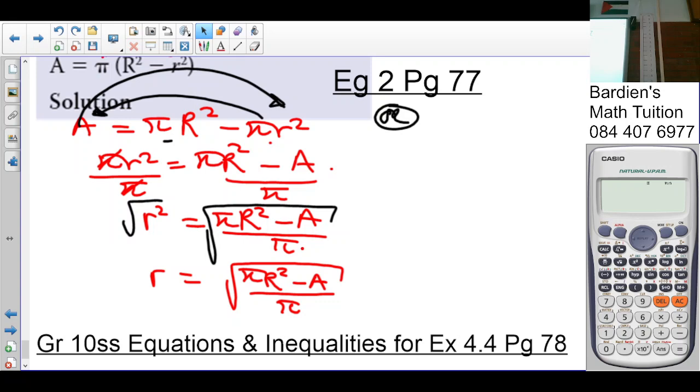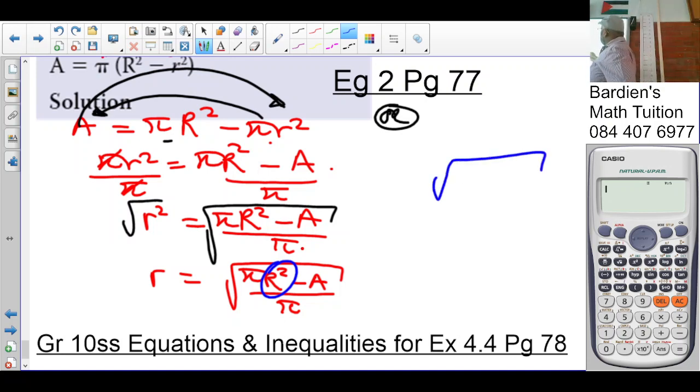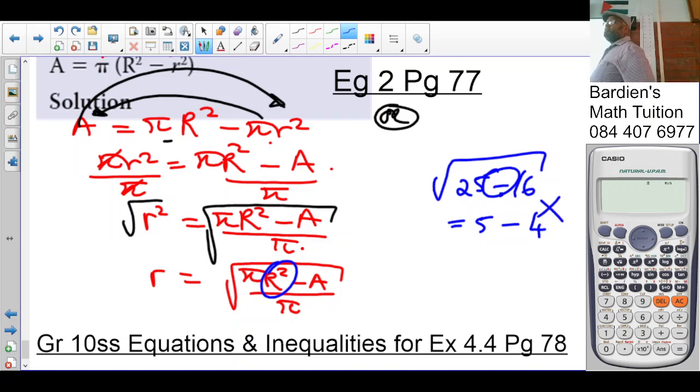People, any questions here? Any confusion? Yes, Michael? Why couldn't you apply the square root on the r squared? Good question. Who can answer that? If I got the square root of 25 minus 16, what's the square root of 25? 5, minus 4. Is that correct? No, why not? Because there's a minus between it, I can't do this. Can you see that?